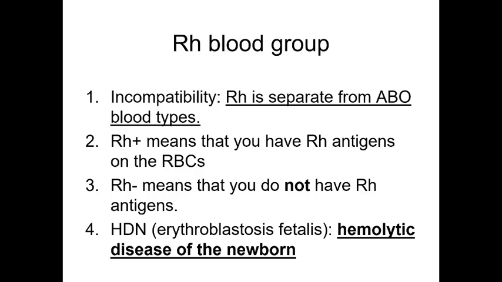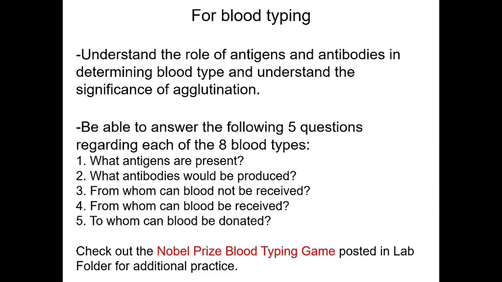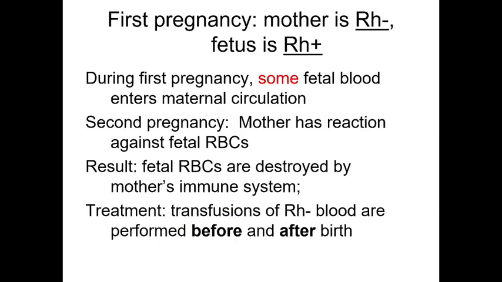There's one more disease that you may have heard of that's related to blood typing. This has to do with an incompatibility of the Rh group. Again, if you have Rh positive blood, that means you have inherited the Rh antigen. If you have Rh negative blood, it means that you did not inherit this Rh antigen. There's a disease called HDN, hemolytic disease of the newborn, or erythroblastosis fetalis. And let's take a look at what this condition is about. I'm going to skip over this for a second. We'll come back to this.